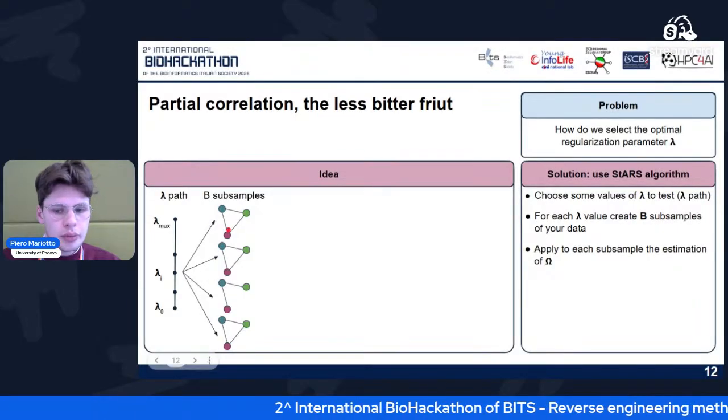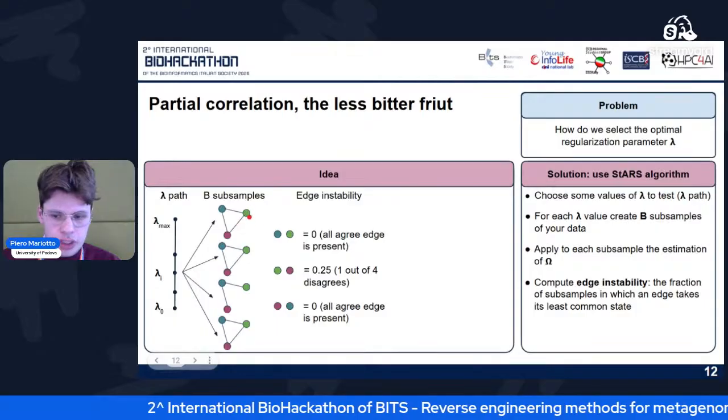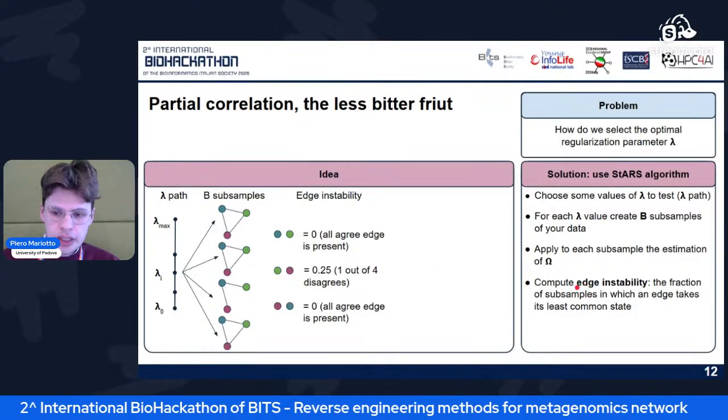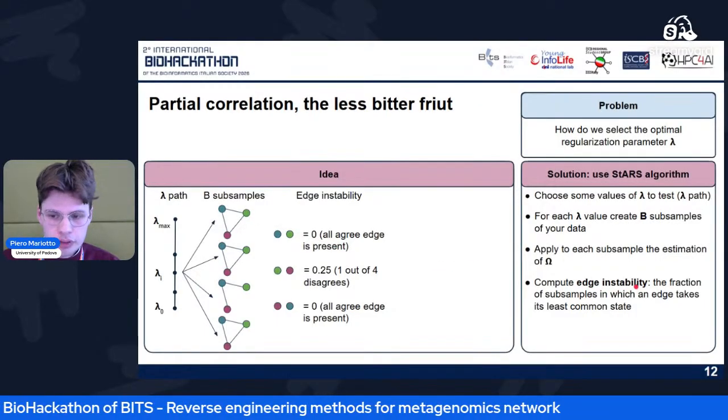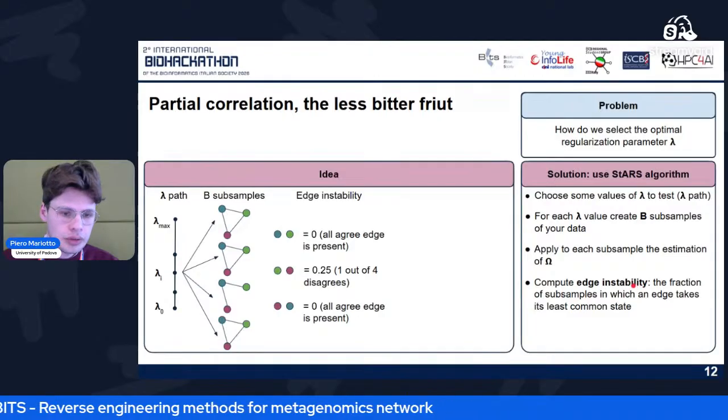Then you compute the edge instability of each edge. What is the edge instability? The edge instability is the fraction of subsamples in which an edge takes its least common state.